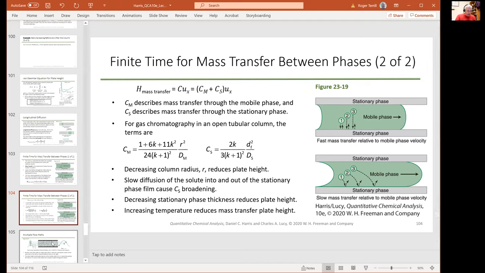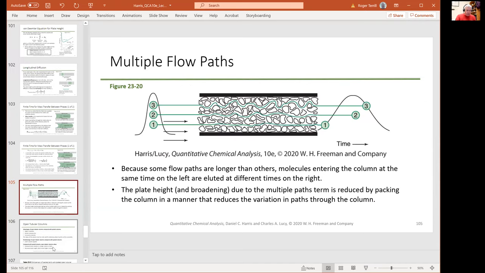Oh, come on. Give us a break, right? Multiple flow paths. I kind of like this one. There's one which somehow goes almost completely straight through this column, and it elutes at a short time, right? Could you guys do this on an exam? If I gave you a graph like this, but there's no green line, could you draw the green line in with a pencil?